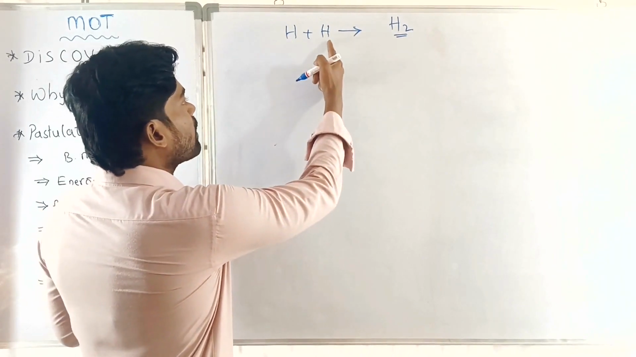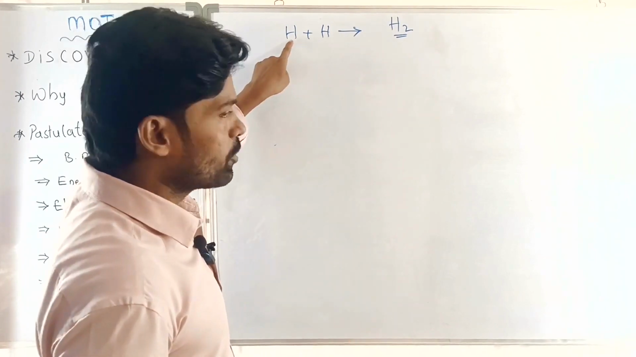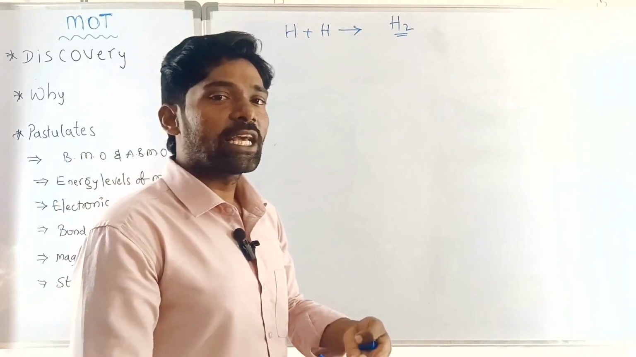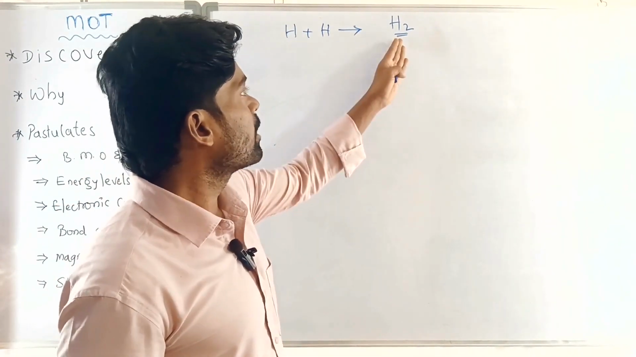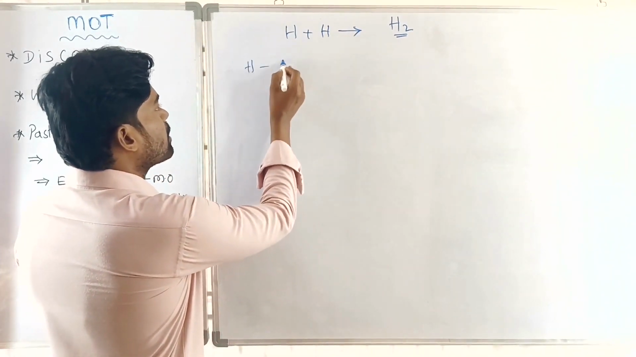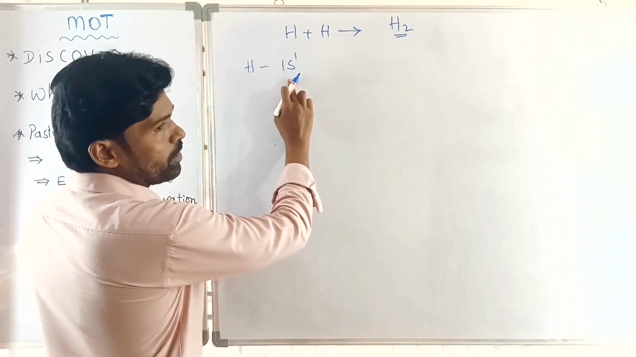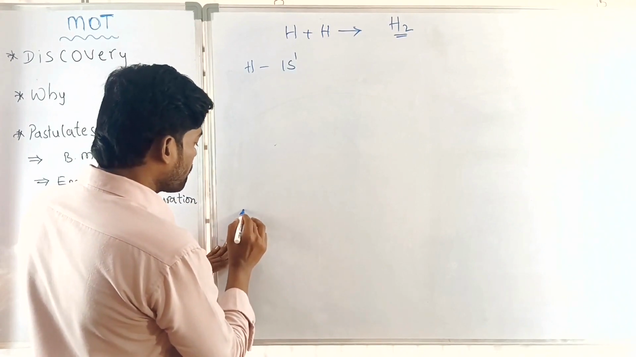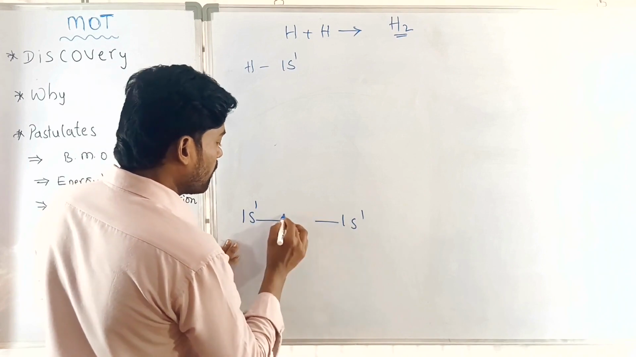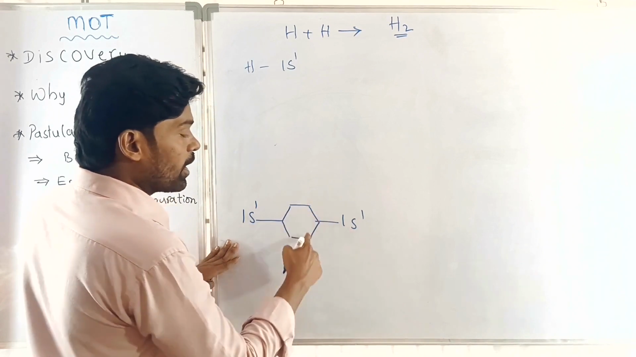How do these hydrogen atoms combine? Through the atomic orbital of one hydrogen atom linearly combining with the atomic orbital of the other hydrogen atom, they produce the H2 molecule. Let's check it. The hydrogen electronic configuration is 1s1. The other hydrogen atom's electronic configuration is also 1s1. When one 1s1 and the other 1s1 linearly combine, they produce the same number of molecular orbitals.